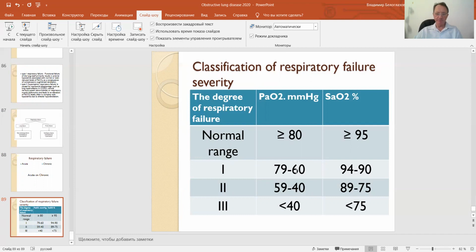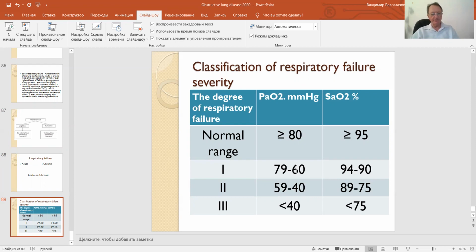First grade of failure according to saturation is from 90 to 94. For the second stage, it's from 75 to 89, and the third stage, less than 75. That's why it's crucial, because previously lung failure we could assess by the grade of dyspnea. Now it's not true, only by saturation.